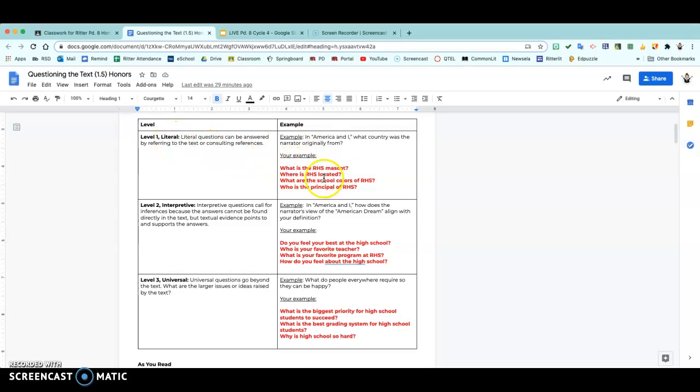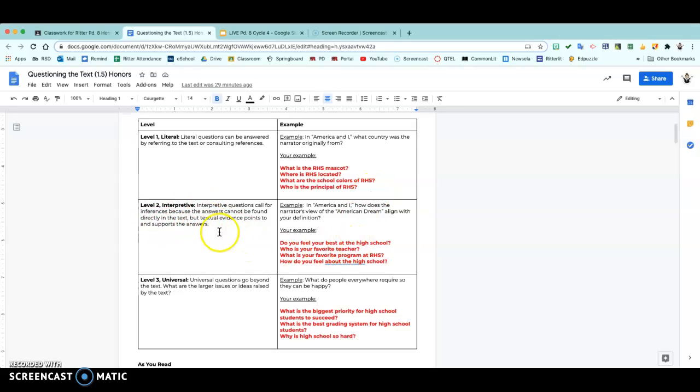So we came up with some examples from Reading High School. So a literal question for Reading High School would be something like, what is the RHS mascot? Where is RHS located? Who is the principal? What are the school colors? All of those would be answerable with one correct answer. The Red Knight, Reading, Pennsylvania, Red and Black, Mr. Terman. And any of those things you could find by looking them up.